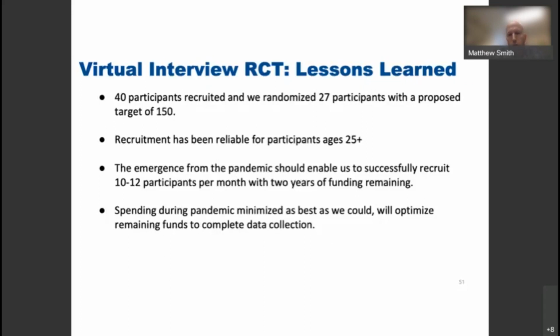That being said, though, we were forward thinking about budget, and we were able to minimize our spending during the pandemic, which allowed us to have additional resources for a potential no-cost extension if it's approved by NIJ.